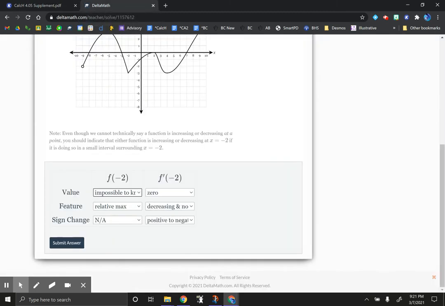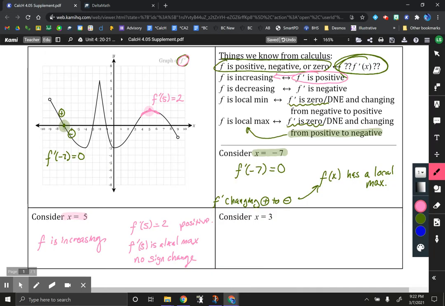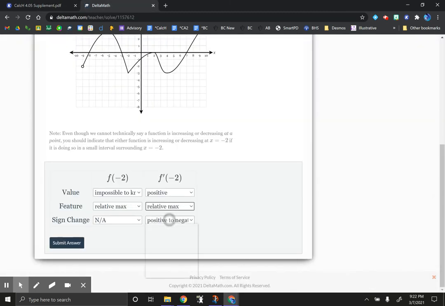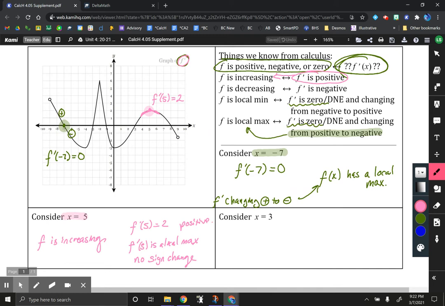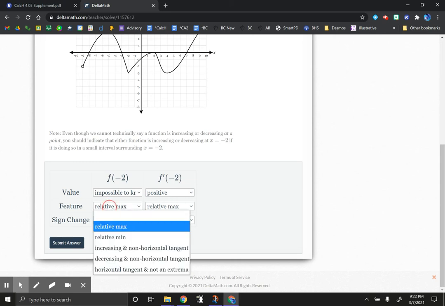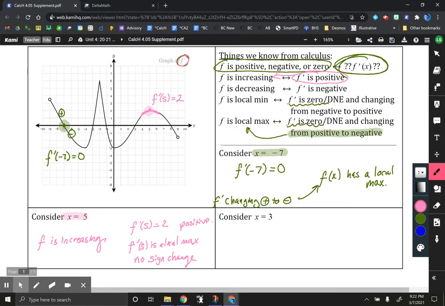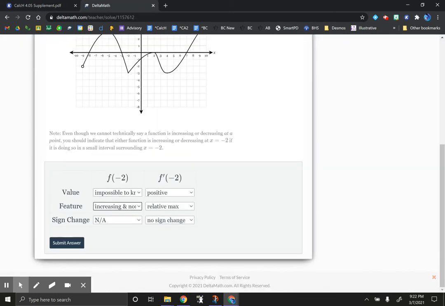So if I jump over to the chart, how would I fill this out? F prime of 5 was a positive value. It was up there, 2. It was a relative max on that particular graph. So if you look back up here, it's at the peak of the hill, the top of the hill. And sign change, there was no sign change because you're talking about how we have positive y values and more positive y values on either side of x equals 5. In terms of our feature, what do we know about f of x's feature? All we know is that f of x would be increasing because we are working with a situation where your first derivative is positive at x equals 5. And one more time, it's impossible to know what kind of y value f of 5 would actually have.